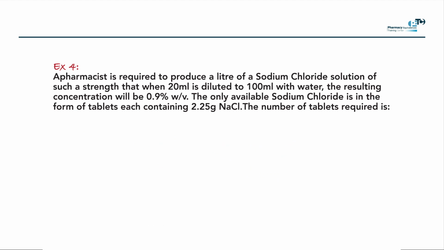Example number 4, which is also a tricky one and needs a highly concentrated person to know what is given and what he needs from this type of question. A pharmacist is required to produce a liter of sodium chloride solution of such strength that when 20 milli is diluted to 100 milli with water, the resulting concentration will be 0.9%. What is the meaning of that?